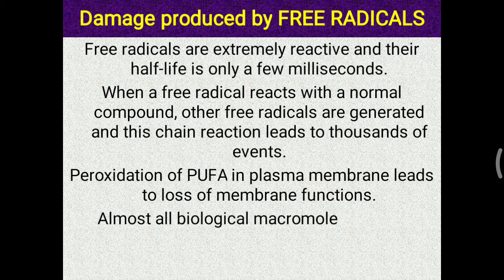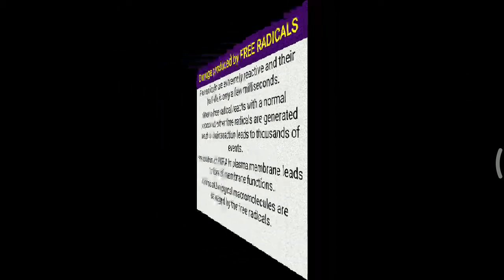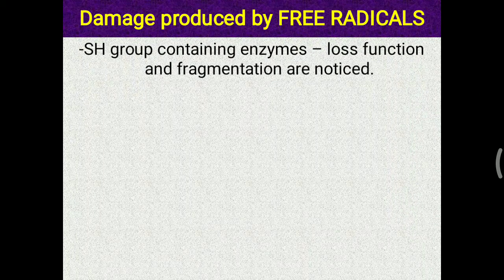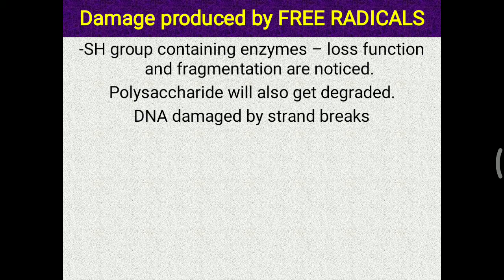So almost all biological macromolecules, meaning lipid, protein and carbohydrate, are damaged by the free radical. So that peroxidation of PUFA is one example. Another one is SH group containing enzymes, which will lose function, and fragmentation of that enzyme is noticed. Polysaccharides can also be affected or degraded by this free radical damage. DNA is also damaged in the form of strand breaks.